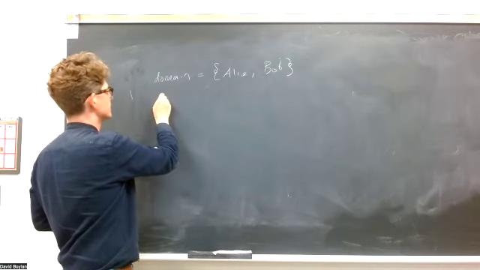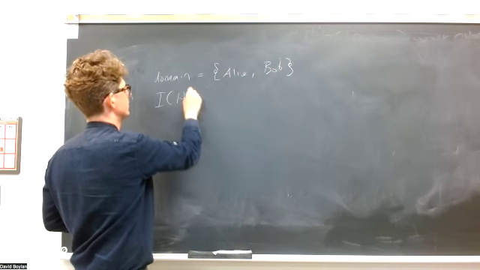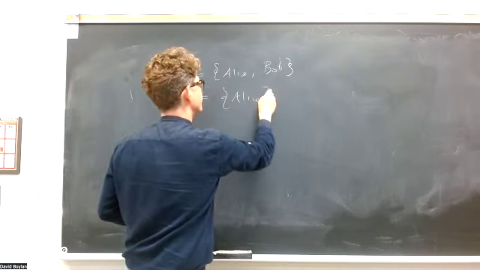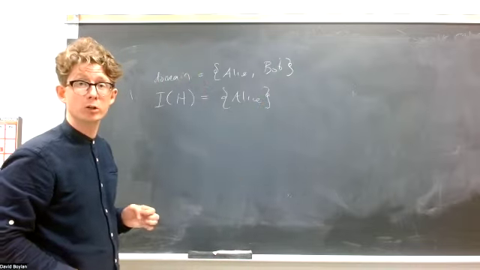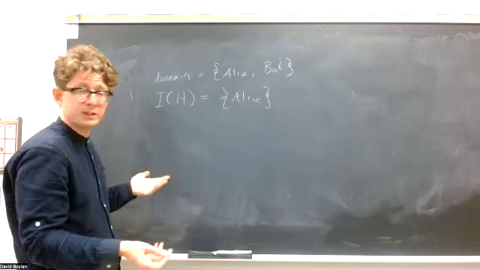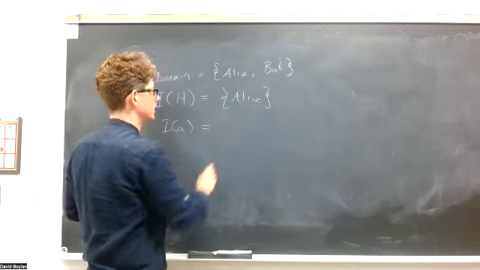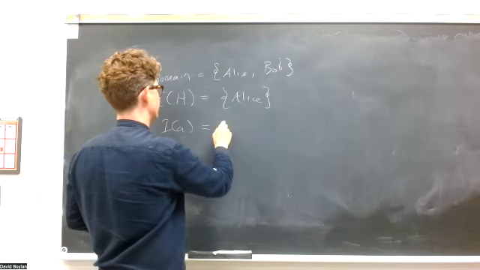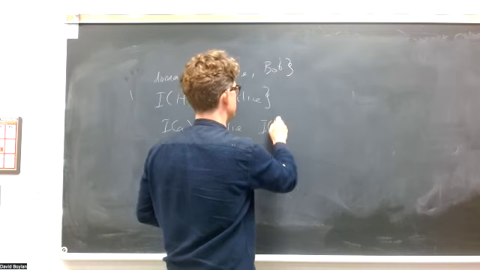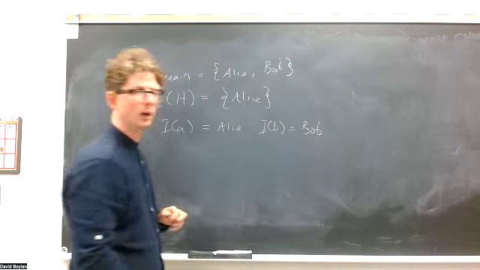So we're going to let the meaning of the predicate H be Alice, because she's the only hungry person. Now, it might be helpful to have some names around, so we'll let the name A stand for Alice, and we'll let the name B stand for Bob.